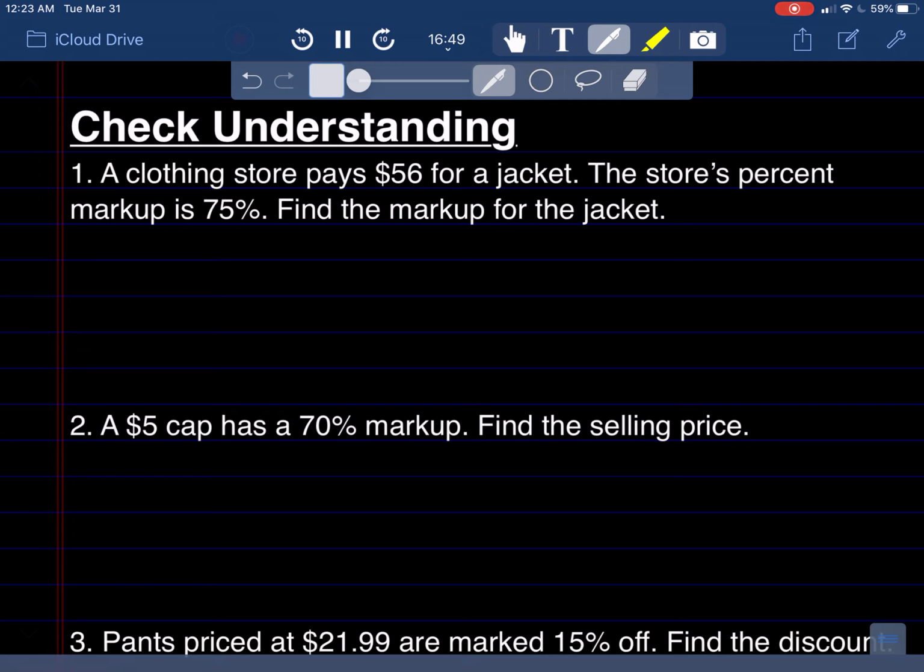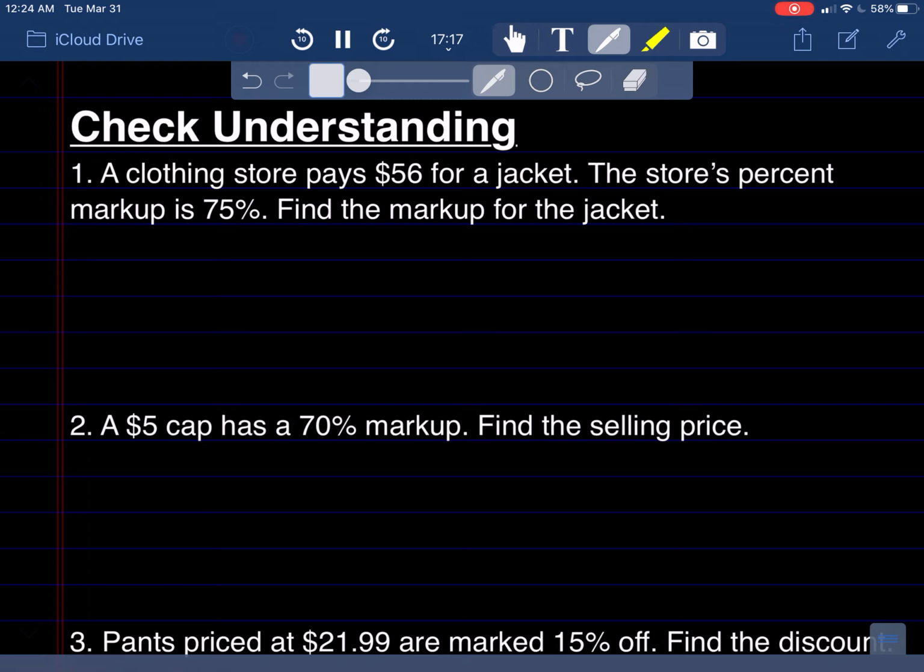So right now we're going to go into practicing it. I'm going to give about 5 seconds in between each one so if you want to pause it, you can pause it, okay? All right, so our first problem, number 1, a clothing store pays $56 for a jacket. The store's percent markup is 75%. Find the markup for the jacket. You might notice that there's 4 check understanding and there's 4 examples. They do correspond to those. So number 1 is example 1, number 2, example 2, and so on, okay?